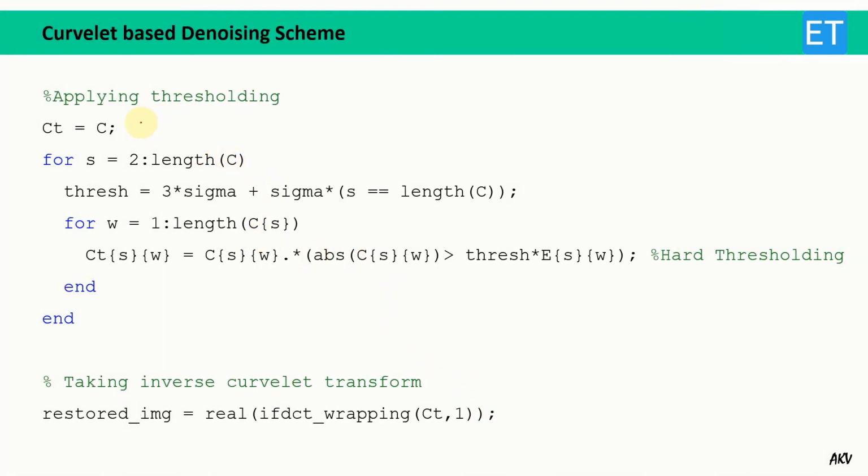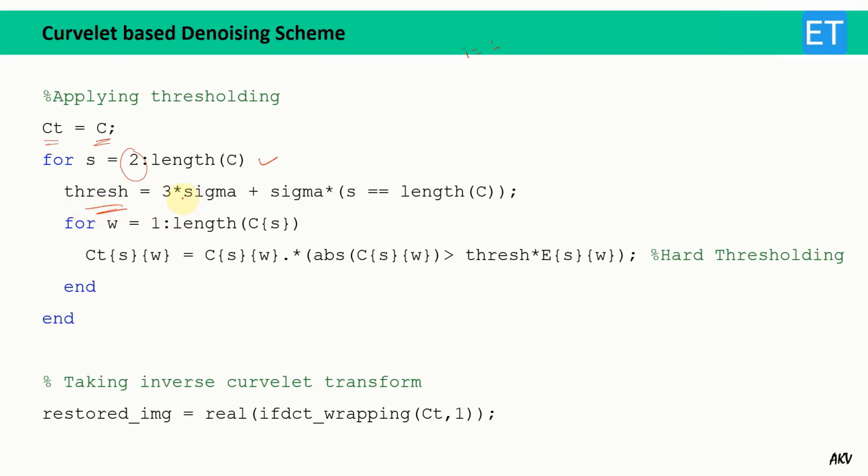And now we are applying the thresholding. All the curvelet coefficients are temporarily stored in this CT, that means thresholded coefficients. Here we are defining the loop, that means we are reading all those frequency wedges. As you can see, the loop is starting from 2, so I am not taking the approximation coefficients for thresholding. As I said, we do not threshold the approximation coefficients, only the detail coefficients are thresholded.